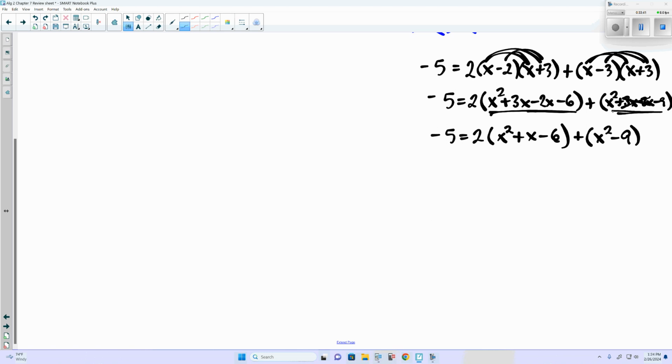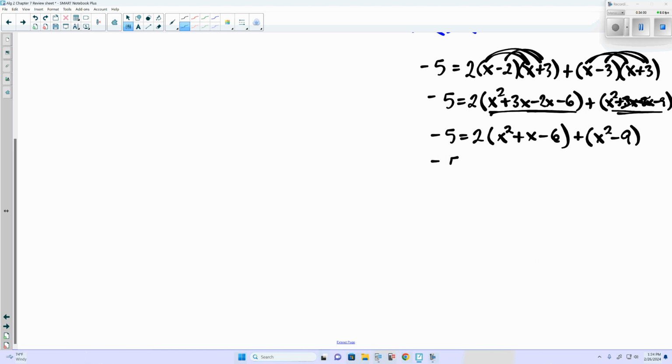What does that say? X squared plus 3x minus 3x minus 9. So we're doing our x plus 3 times x minus 3. And the 3x and negative 3x become 0, leaving us with x squared minus 9.